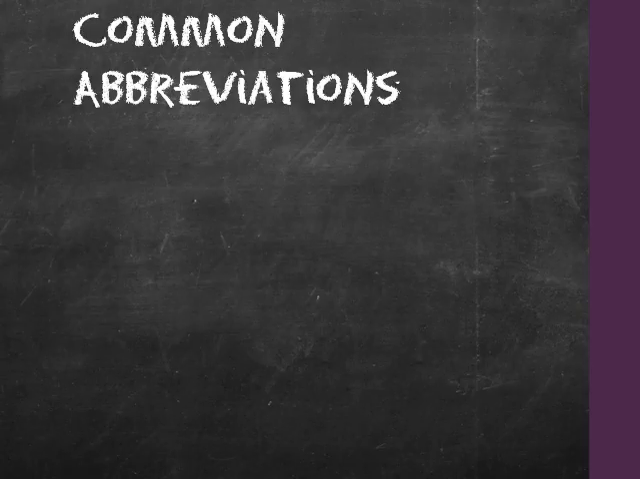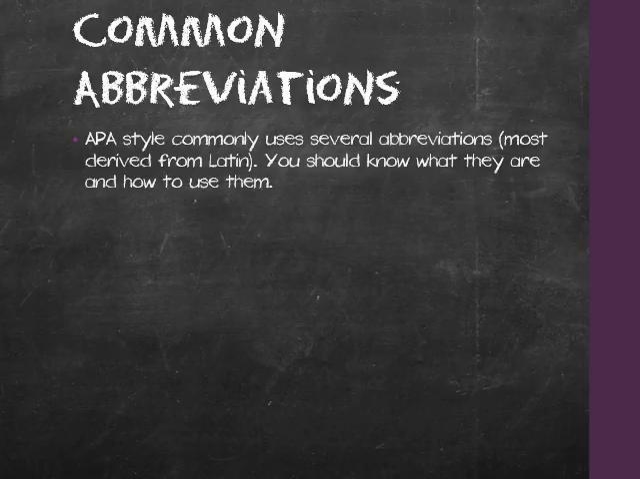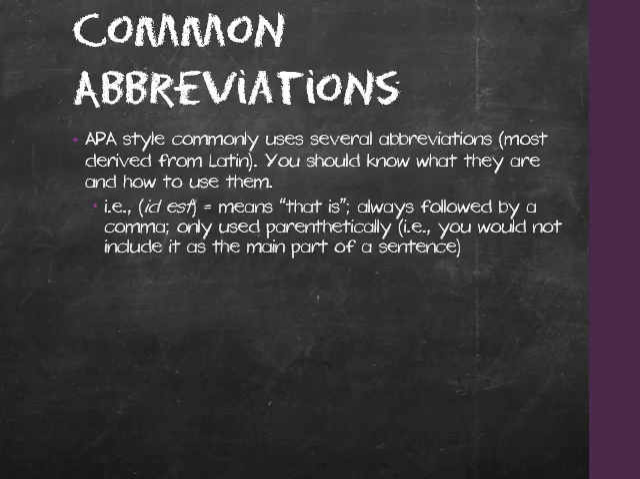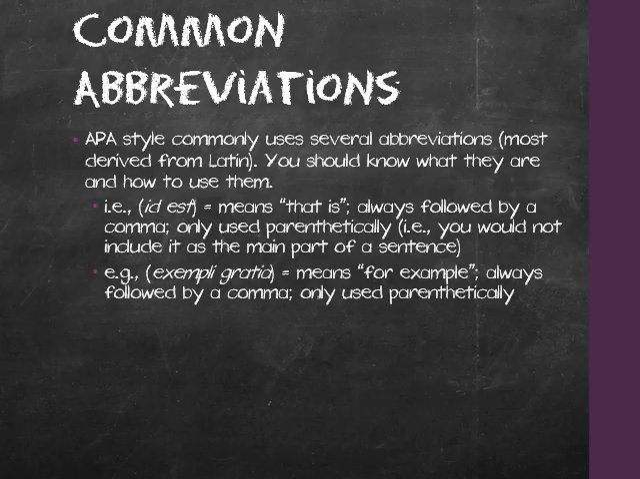Let's talk about abbreviations now. APA style uses several abbreviations, mostly derived from Latin words. You need to know these abbreviations and how to use them. I.e., id est, means that is. Always follow this abbreviation with a comma and only use it in parentheses. E.g., exempli gratia, means for example. This abbreviation also requires a comma following it, and you should only use it in parentheses.